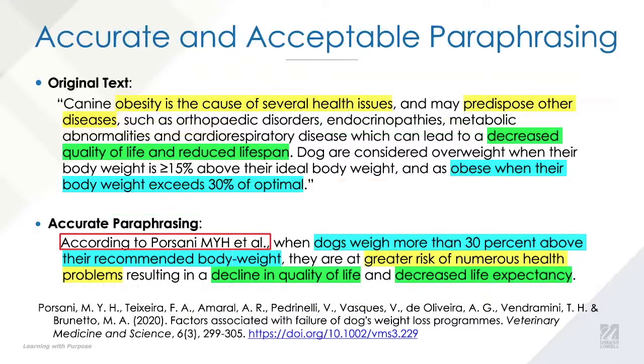Accurate and acceptable paraphrasing correctly presents the essence of the research by using your own words while also giving credit to the original author of that idea. In this example, the paraphrasing summarizes the original idea in new language and credits the source of the original work.